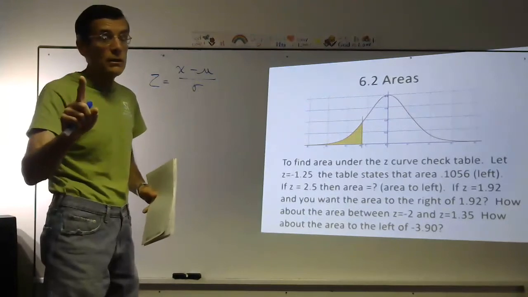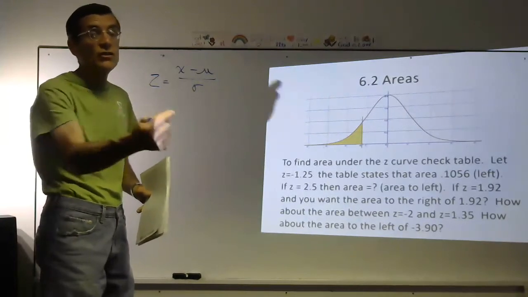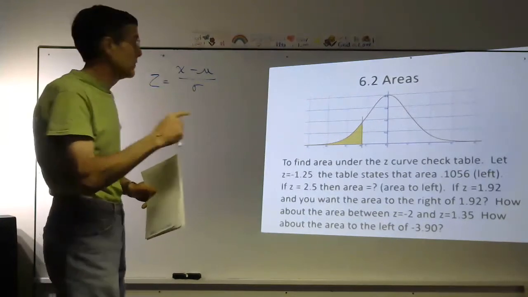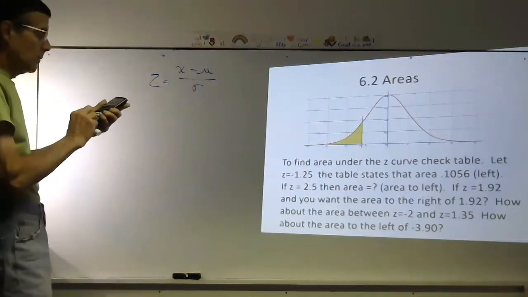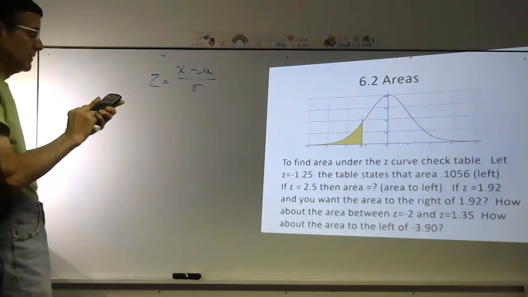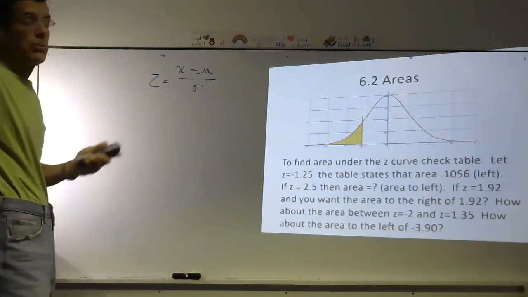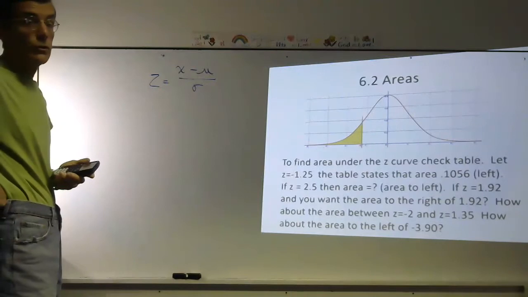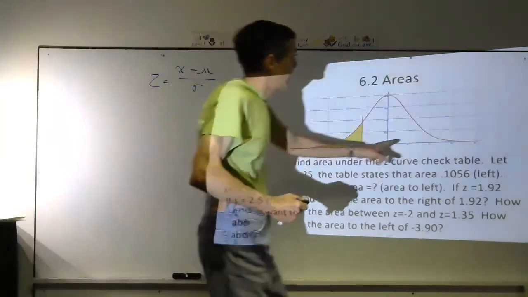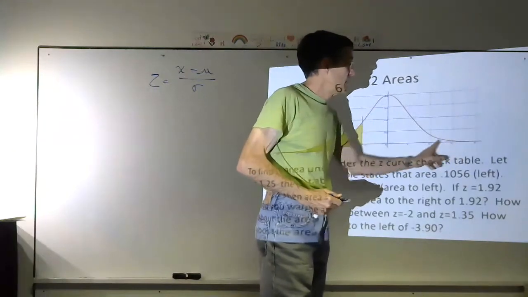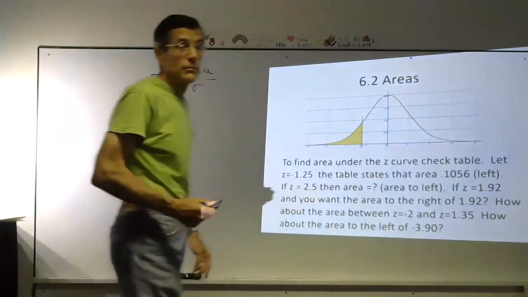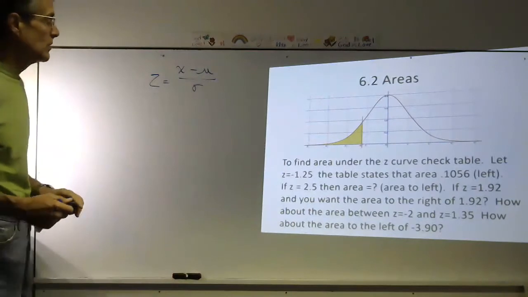0.9726, but hold it. 0.9726 is always the area to the left. You want the area to the right, you've got to take 1 minus 0.9726, and I get 0.0274 or 2.74%. 2.74% is the area to the right, okay, because the chart always gives you to the left.